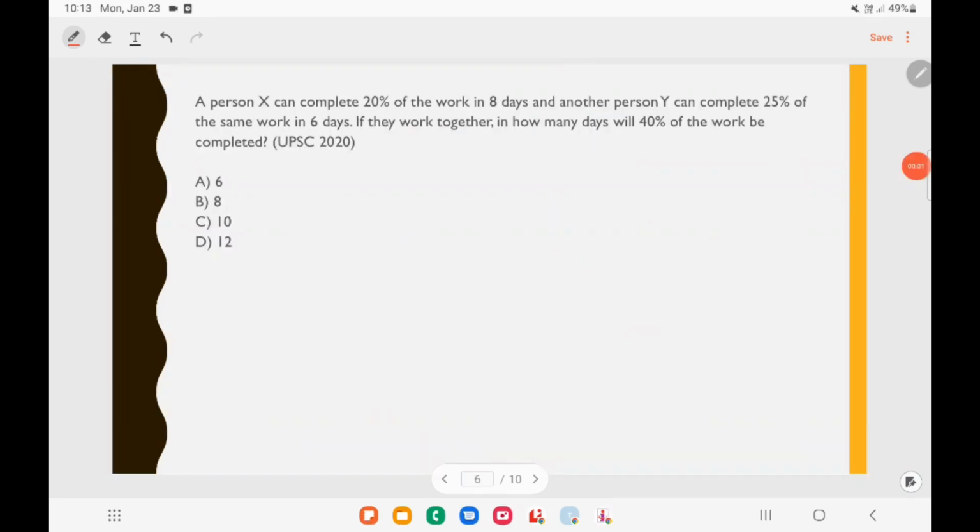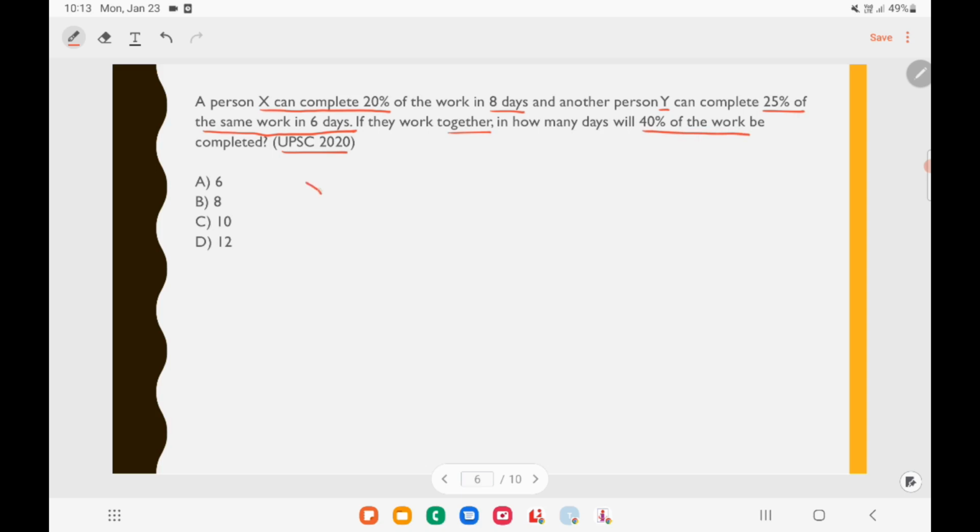So let us look into another question. This is from UPSC 2020. A person X can complete 20% of the work in 8 days, and another person Y can complete 25% of the same work in 6 days. If they work together, in how many days will 40% of the work be completed?